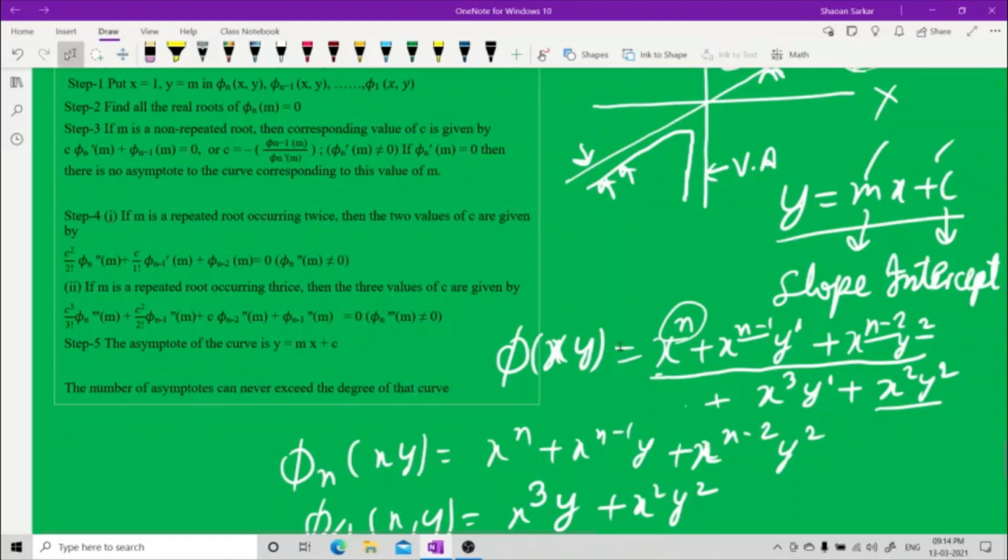अगर टोटल कर्व का जो इक्वेशन है, डिग्री है, वो है सपोज 4, तो एसिम्पटोट 4 से ज्यादा नहीं होगा, 4 से कम ही होगा या 4, ज्यादा से ज्यादा 4 ही होगा, at most 4 होगा.